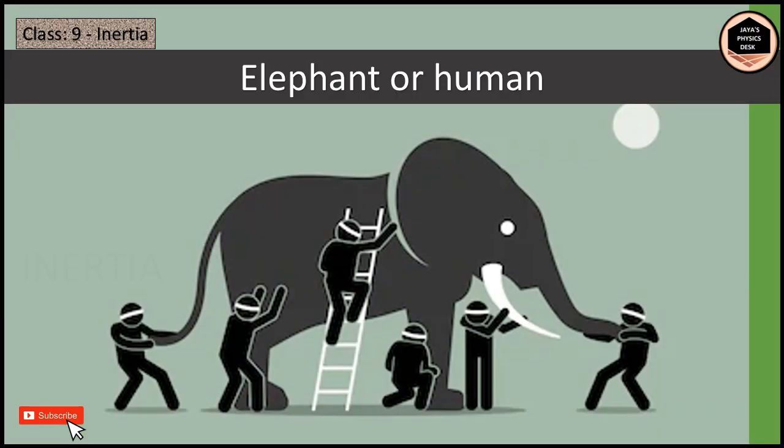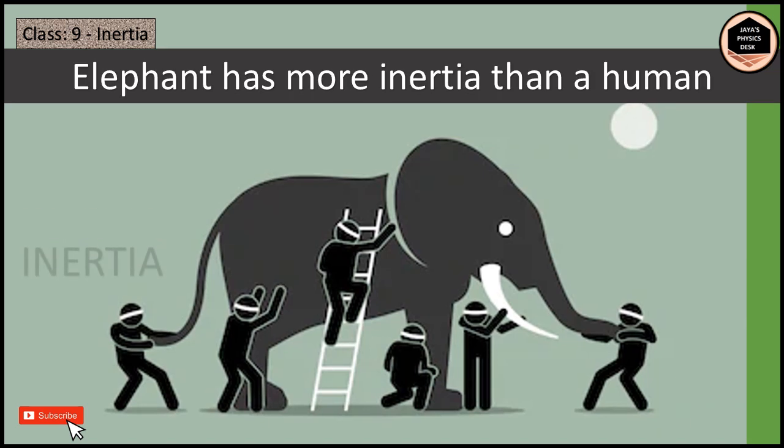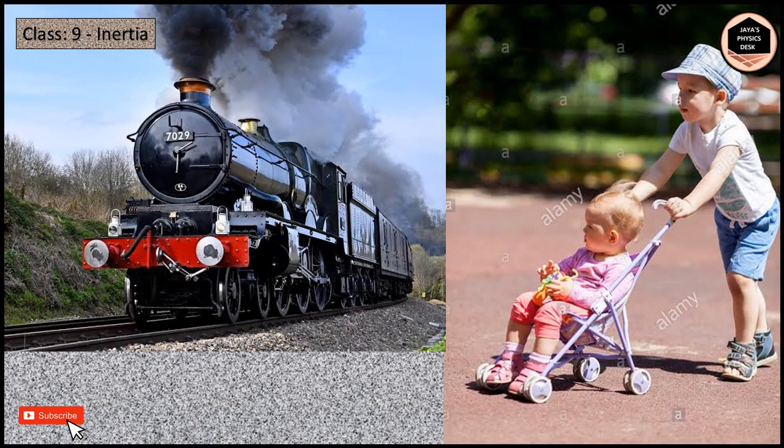For example, look at the picture. Which has more inertia, an elephant or a human? An elephant has more inertia than a human because an elephant has more mass when compared to a human. Let me show another example.